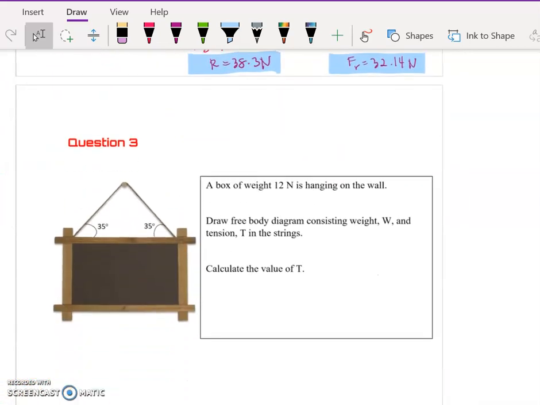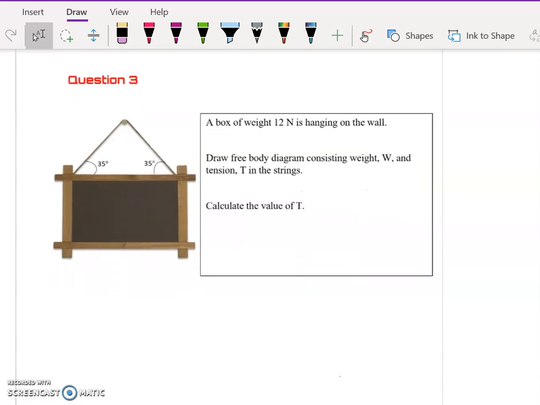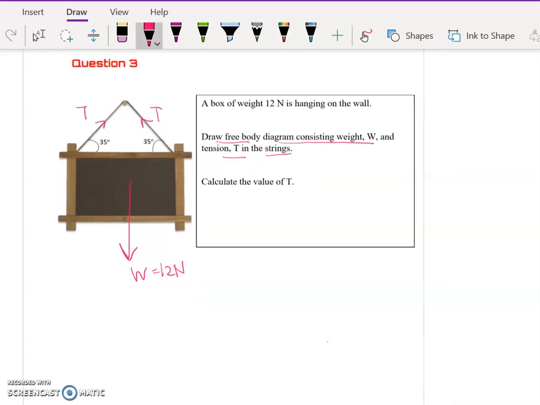Okay, the last question for this video. If you have a frame that is hung on a wall, and the weight of the frame is 12 Newton, draw free body diagram consisting weight and tension in the strings. So we know that tension acting in the string, you have two. You can draw roughly, your drawing should look like this. T connect with W acting downward, and second T. So that is your rough drawing.